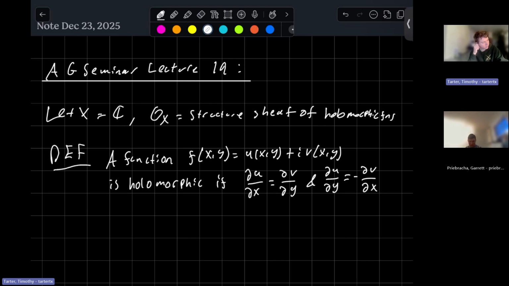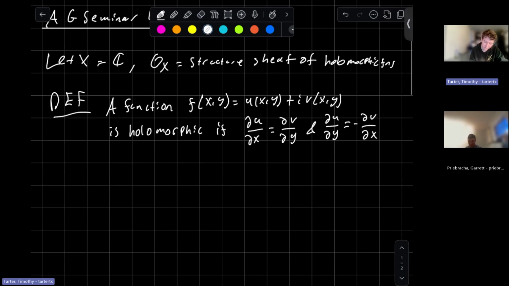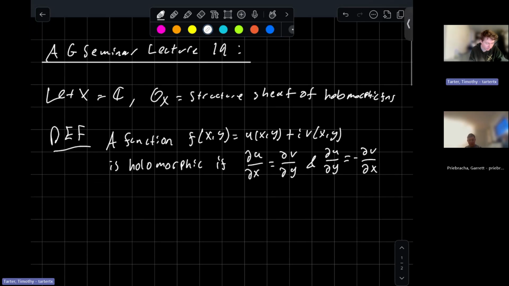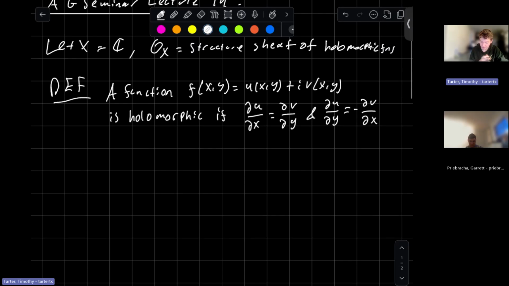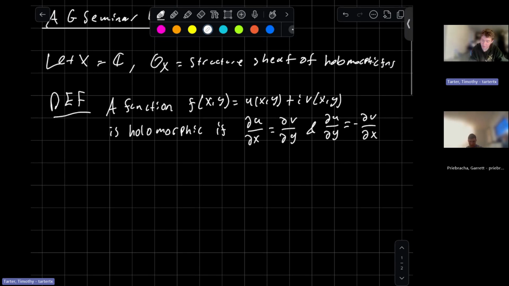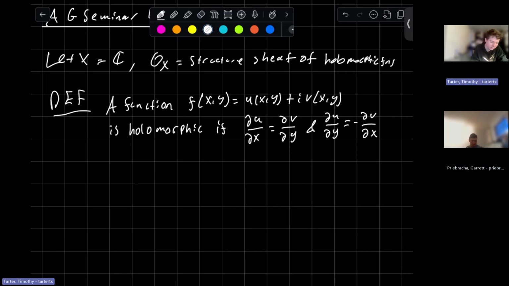This is the main focus. If you take complex analysis at JMU, this is like a good half the semester, kind of building up to these. Holomorphic functions are very interesting to study, and I met a lot of kind of interesting things. So we have a structure sheaf of holomorphic functions.